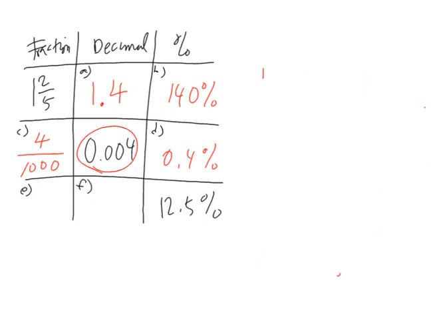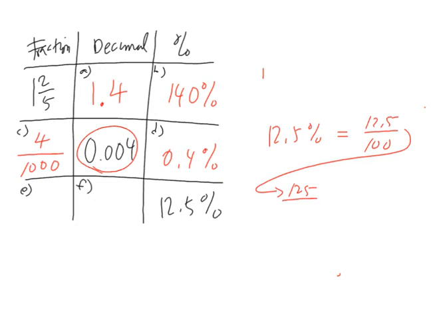Next part, E, 12.5%. 12.5% as a fraction: we can go right away and put 12.5 out of 100. 12.5 out of 100 is equal to 125 over 1,000. How did we get that? We multiply by 10. And 125 thousandths is tenths, hundredths, thousandths, 125 thousandths. So 12.5% as a fraction is 125 over 1,000, and as a decimal, it's 125 thousandths. Okay.